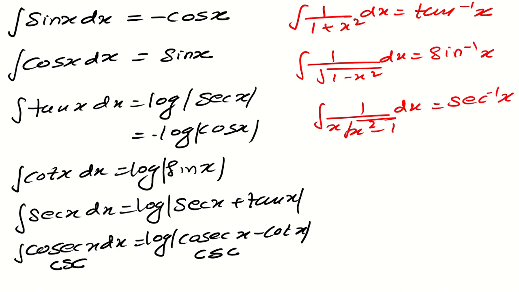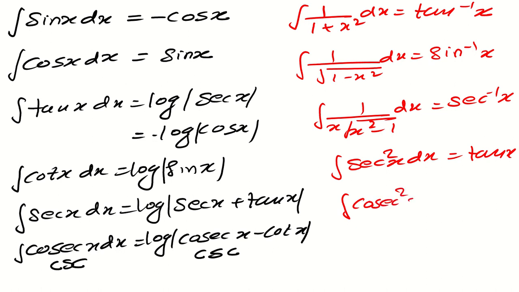And what else can you have? Integration of sec square x is equal to tan x. Integration of cosec square x will be minus cot x. These are the basic integration formulae. You will have to memorize them. At the end of this video, I will show you a list of complete formulae of integration, so you can take a screenshot of that and save it for your further reference.